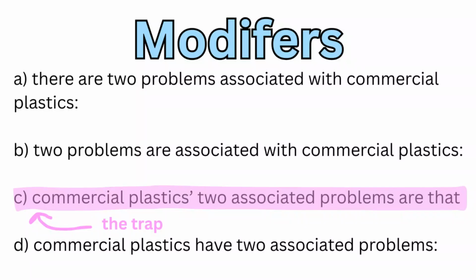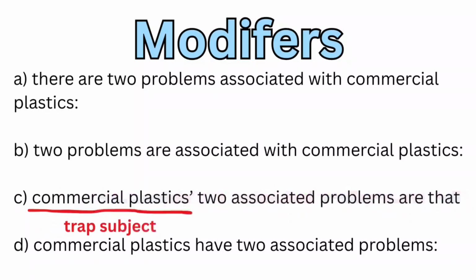The biggest trap with these questions is an answer choice that has the subject right after, but it's going to have an apostrophe in the subject, and that's going to change the subject of the sentence. So even though it's right after, the apostrophe causes something else to be the subject. If you don't want to remember all that, just know that you shouldn't choose an answer choice with an apostrophe in it.